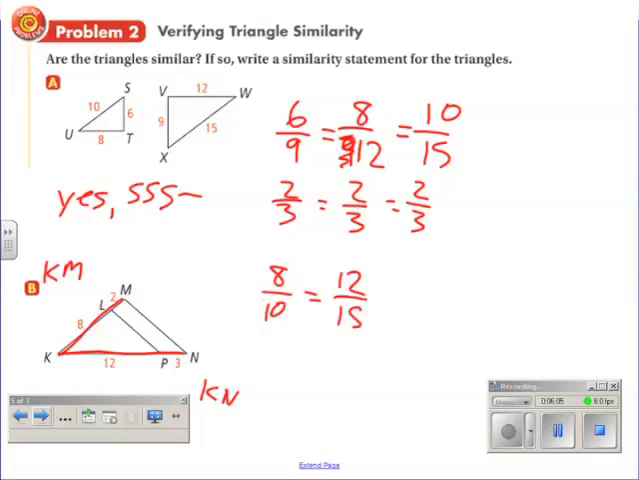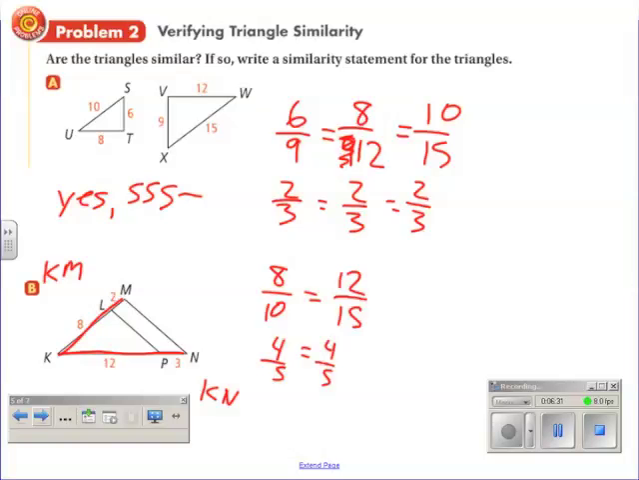Now these two fractions, do they reduce? If I divide this first one by 2, I end up with 4/5. If I divide the second one by 3, I end up with 4/5 also. So therefore, I have two sides that are proportional to each other. Now I need to focus on either a third side or I need to focus on the angle.